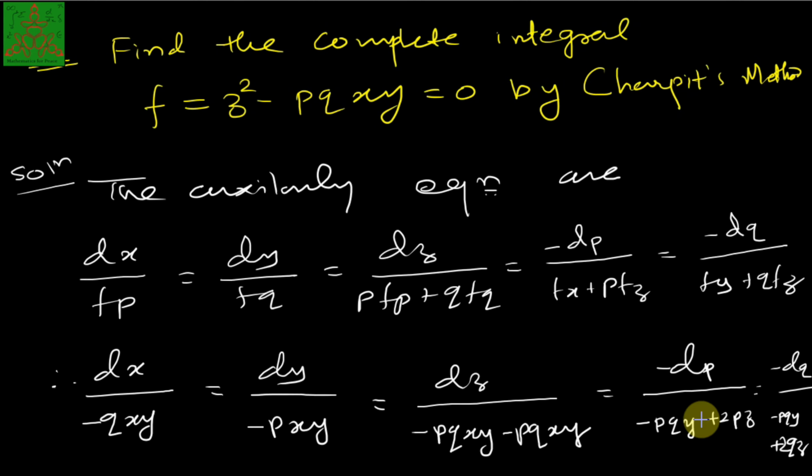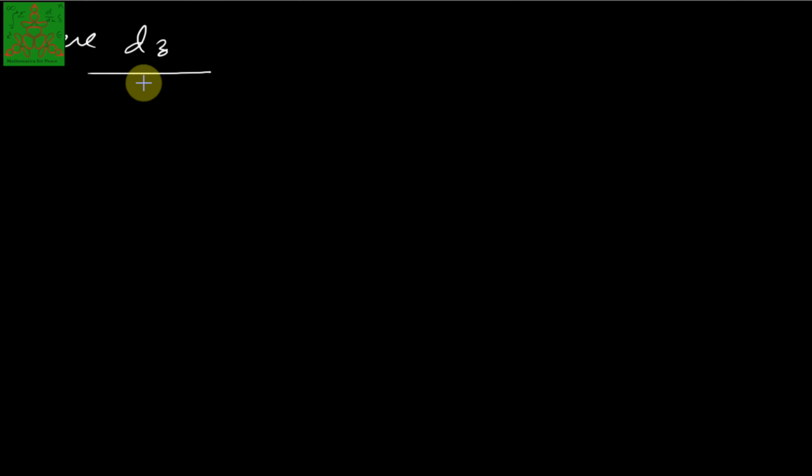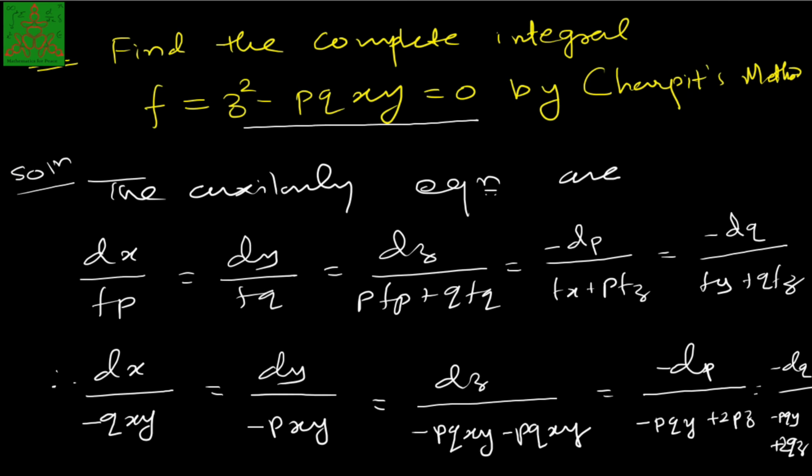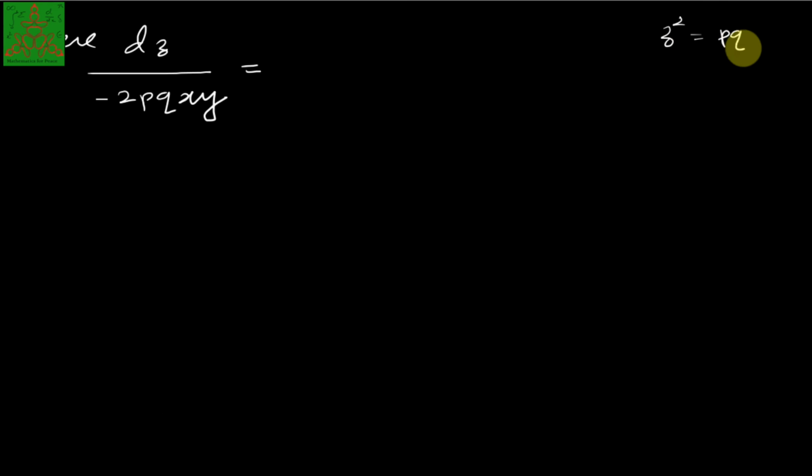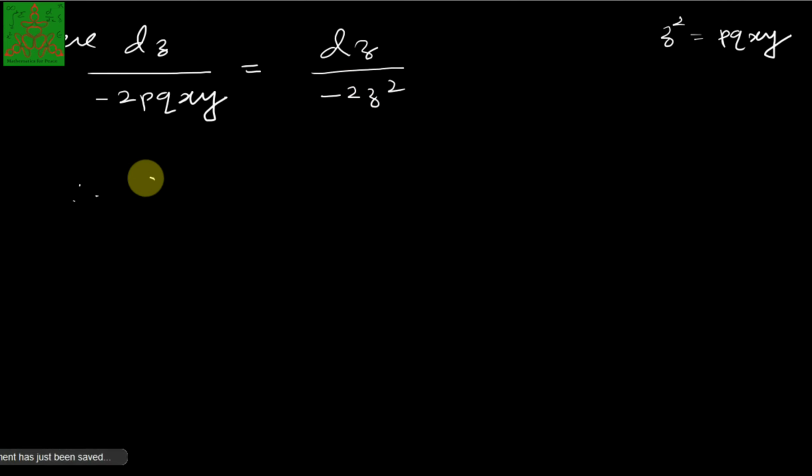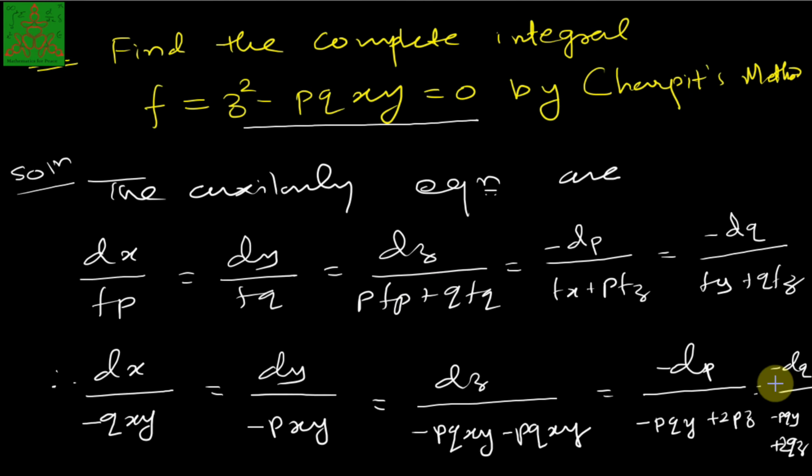We need to calculate the solution for these equations. To do this, let's observe what we have here. First, in the middle term we have dz upon minus 2pqxy. Since the equation given is z square equal to pqxy, we can write this value as z square. So it is dz upon minus 2z square.